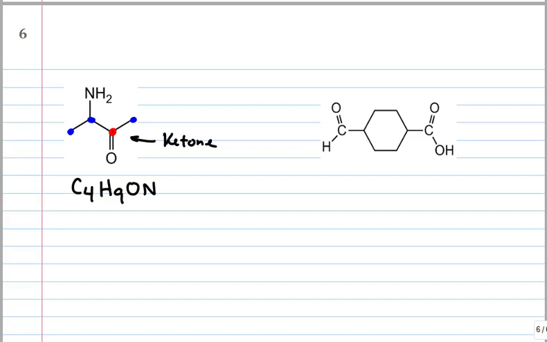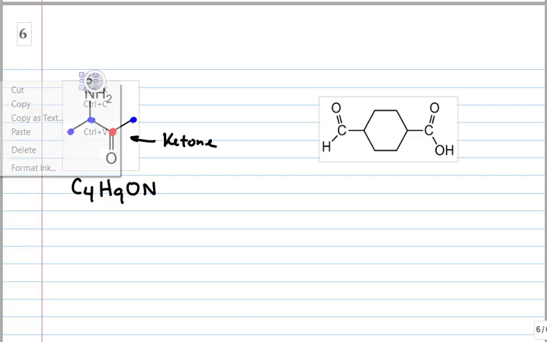And I know what you might be thinking. Well, there's a nitrogen and there's a carbonyl. Isn't that an amide? And in this case, the answer is no, because the carbonyl carbon is not directly bonded to the nitrogen. So this is not an amide. This is a ketone. Okay? But you're onto something because you have a nitrogen.